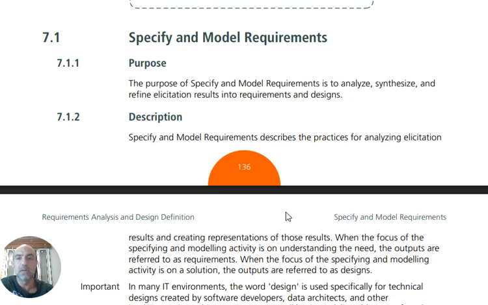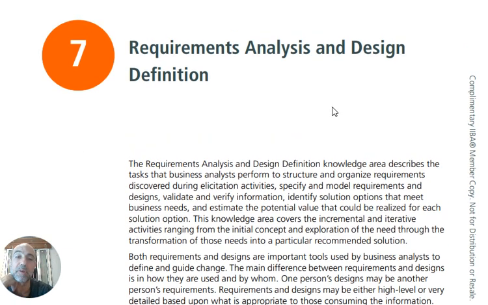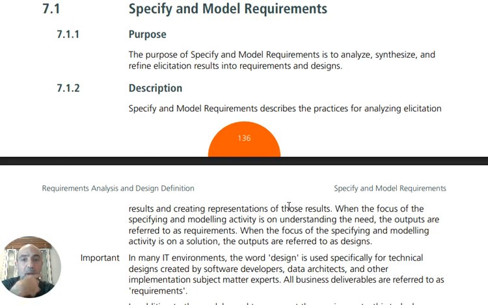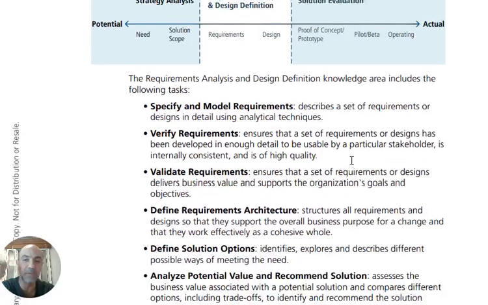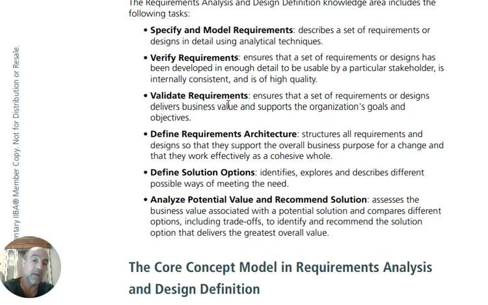7.1, specify and model requirements. Now, if we're remembering 7.0, what we're doing is requirement analysis and design definition for our strategy, in order for us to reach our solution. One of the steps was to specify and model requirements, which describes a set of requirements or designs in detail using analytical techniques. After that, we have to verify and validate them, and then define the solutions, and ultimately analyze potential value and recommend a solution for it.